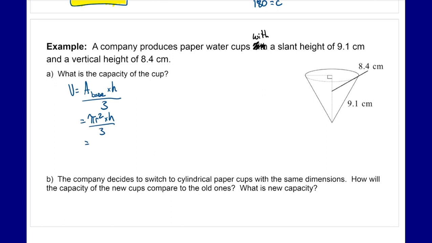If I look at this, I have the height, but I don't have the radius. But I do have enough information to figure that out. I can figure out the radius because based off of my dimensions, I have a right angle triangle. So 8.4, 9.1. I'm going to use sum of squares, but I'm going to use the other one. So a squared equals c squared minus b squared.